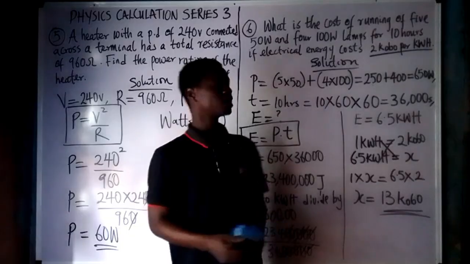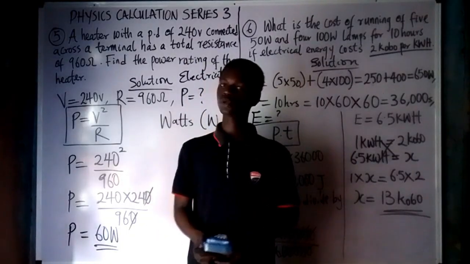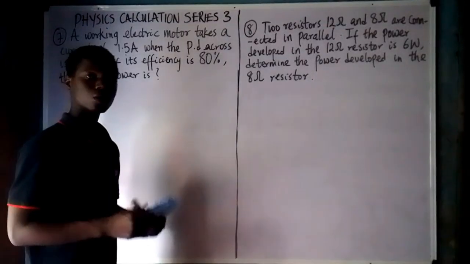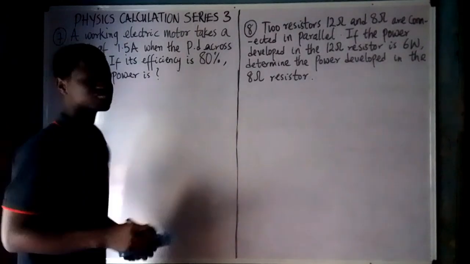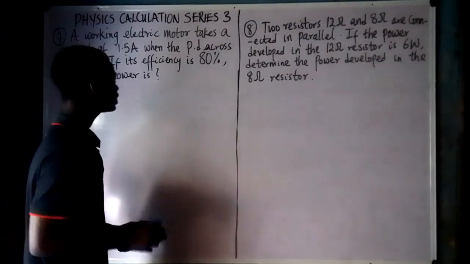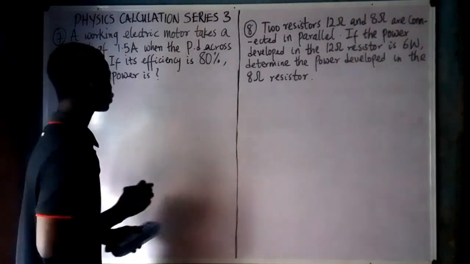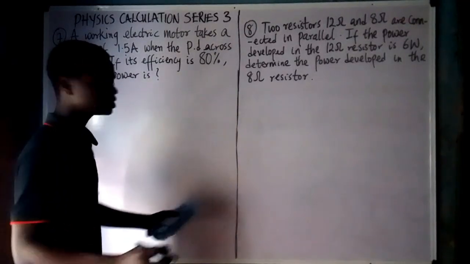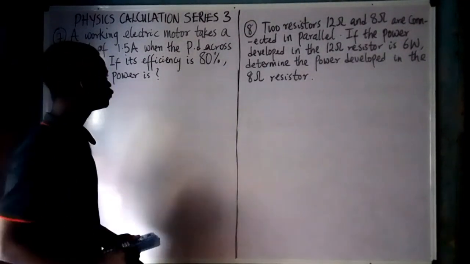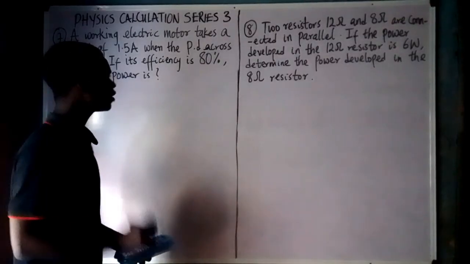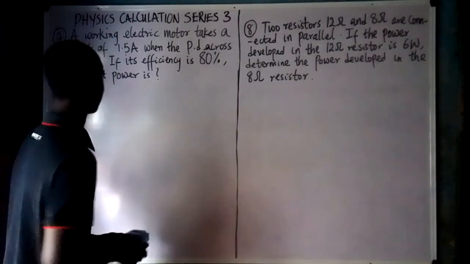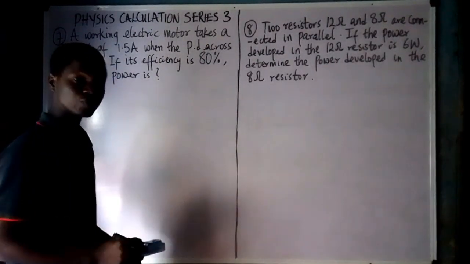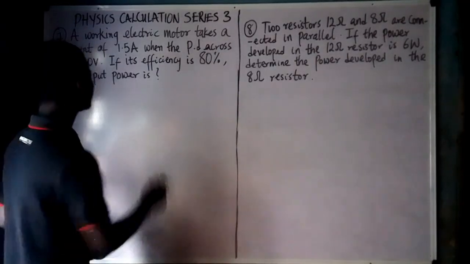About now, guys, we'll be getting straight to question number 7. Alright, guys, here is question number 7, and it reads: a working electric motor takes a current of 1.5 ampere when the potential difference across it is 250 volts. Now, if its efficiency is 80%, the output power is, so we have to find output power.